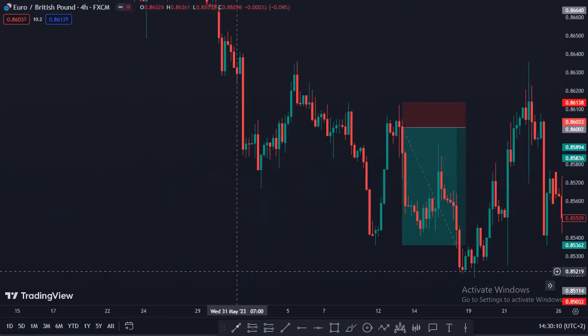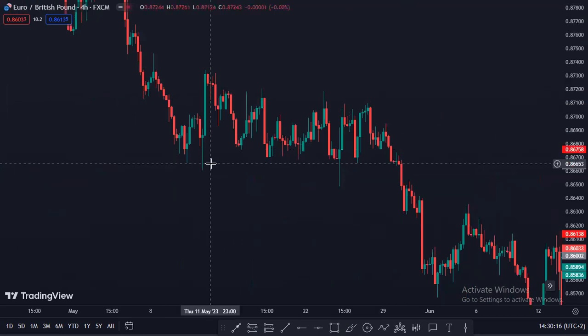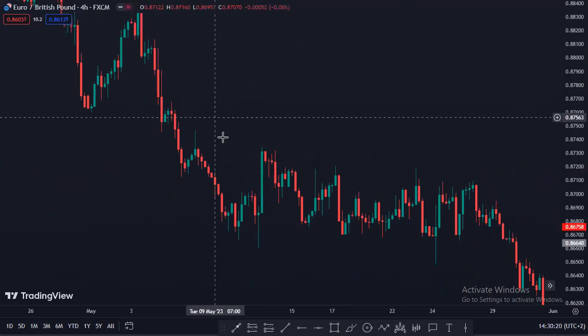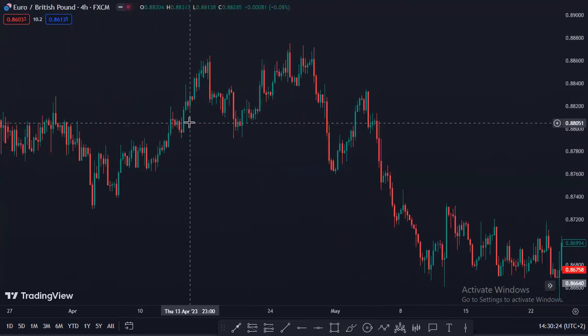Don't try to complicate things, guys. Keep it as simple as you can. It's highly important for you guys to just try to keep it as simple as you can, right? So yeah, guys, that's it for dodgy pin bar candlesticks.